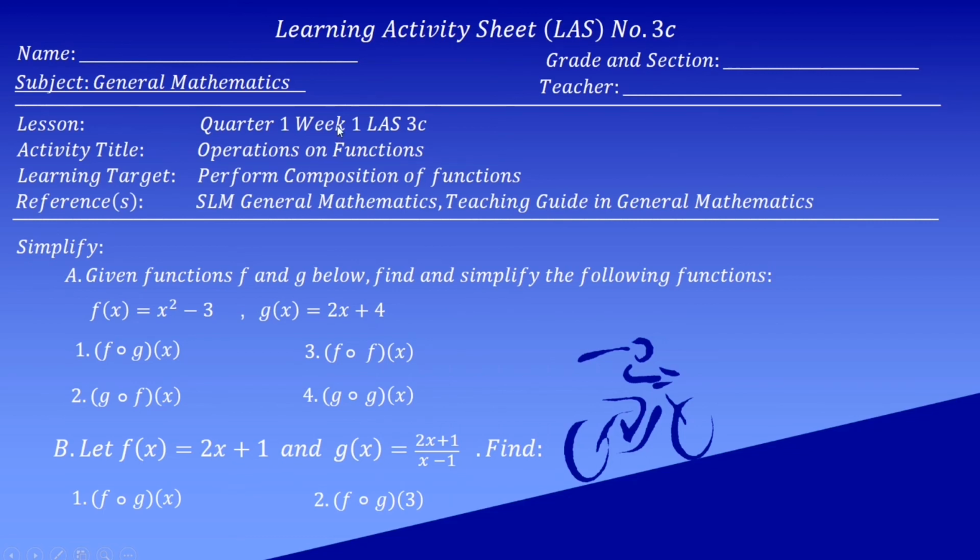Okay, ito yung ating learning activity sheet. So, the last number 3C, perform the composition of functions. Then, simplify the given functions in letters A and B.